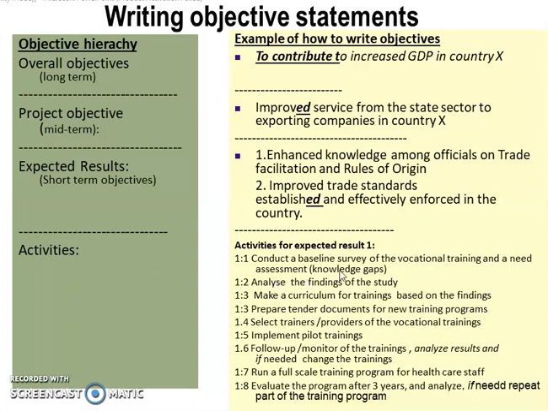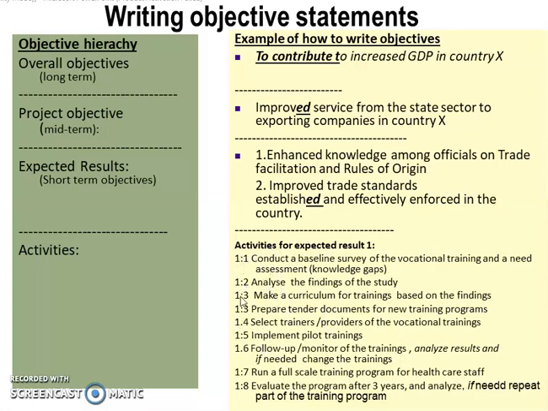The activities for expected result number 1. For example, we could have many results that we expect: number 1, number 2, 3, 4, 5 and so forth. For the first result, there could be corresponding activities. Say, for example, 1.1, conduct a baseline survey of the vocational training and needs assessment, which is just to fill the knowledge gap. The second could be analyze the findings of the study, make a curriculum for training based on the findings, and so forth.